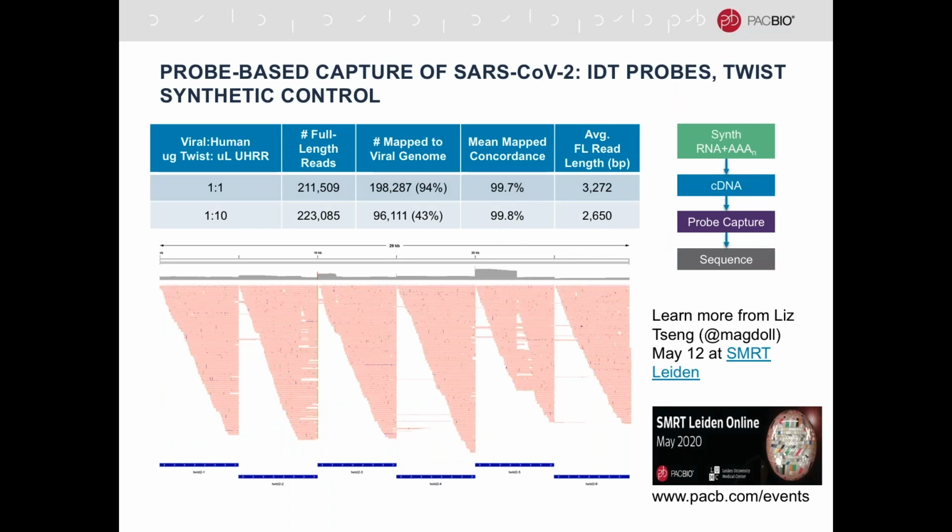There's one additional strategy that we are looking into, and that's target-based capture using IDT probes. So this work so far has been done, again, using the Twist synthetic control. Since it's a synthetic control, the first step for us was to add poly-A tails, and then we're basically following the Iso-Seq protocol where we make cDNA and then do probe capture of the cDNA followed by sequencing. So here you can see the coverage. You'll note since the Twist synthetic control is in several pieces, you do see this 3' bias effect for each one of those pieces. And so that's just an artifact of the control that we're using.